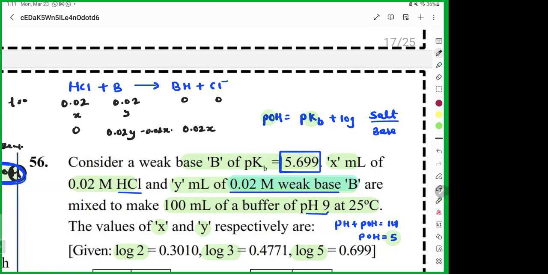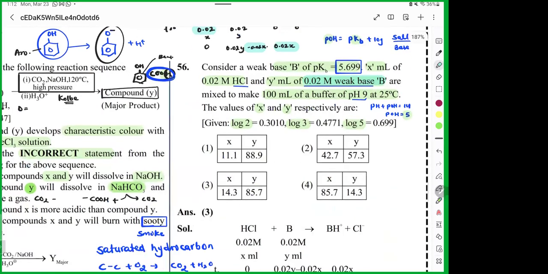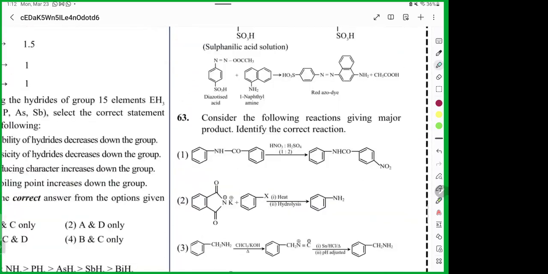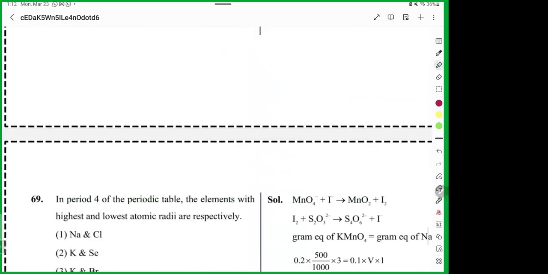Why? Because all the HCl will be utilized, which means 0.02x will be utilized. Complete HCl will be utilized. It means 0.02x utilized. That's why it is reduced from the reactant and formed in the product. Right? Any doubt? So if you don't have any doubt, I will write in the bottom.